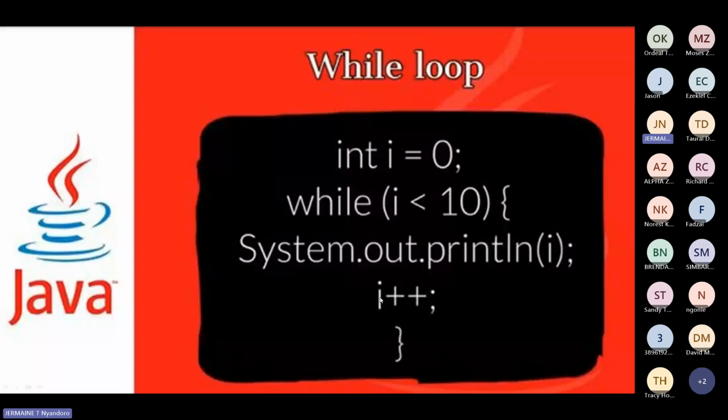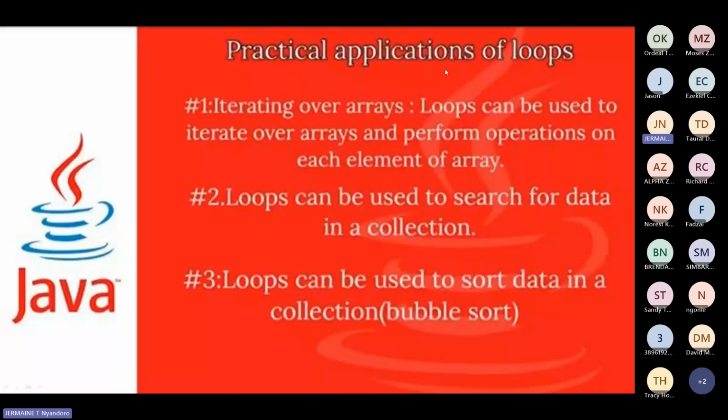Practical applications of loops. Number one, iterate over arrays. Loops can be used to iterate over arrays and perform operations on each element of the array. I think we have learned arrays in previous courses, what an array is: a list of numbers. So loops can be used to iterate over an array and perform operations on each element. And number two, loops can be used to search for data.